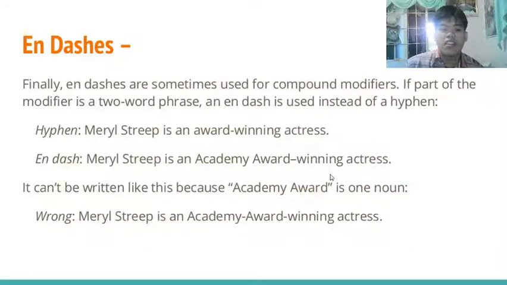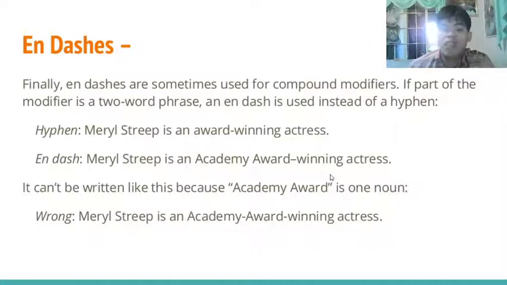Okay. Next, in the en dashes. Finally, en dashes are sometimes used for compound modifiers. Similar to hyphens, but this time for certain cases. Not all. Usually we use hyphens. These are only for special compound modifiers. If part of the modifier is a two-word phrase, an en dash is used instead of a hyphen. For example, Meryl Streep is an award-winning actress. En dash version: Meryl Streep is an Academy Award–winning actress.